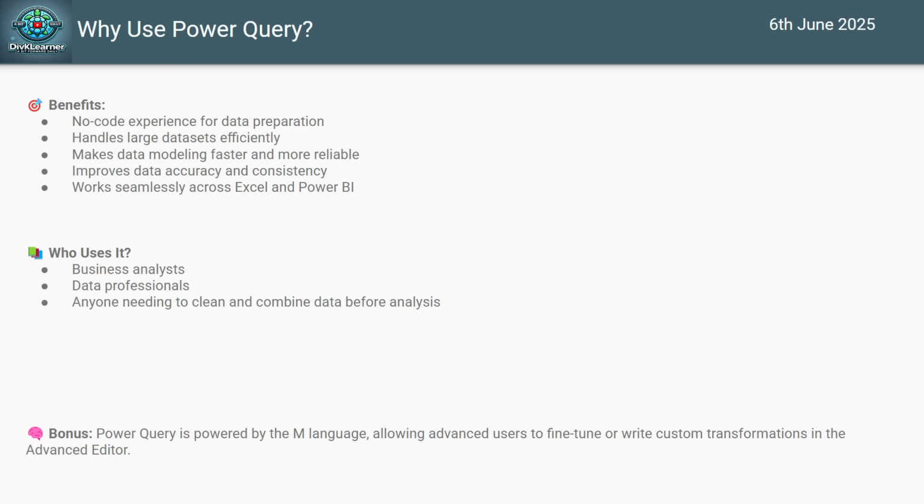Now for advanced users, you can go a step further and tweak or write your own data transformation logic using the M language through the Advanced Editor. So there's plenty of power and flexibility under the hood. To sum it up, Power Query is your go-to tool for ETL, and ETL stands for extract, that is to get the data; transform, that is to change the data into the form that you require; and load. Load is where you're putting it. And it's a core part of building reliable, dynamic, and automated data models.